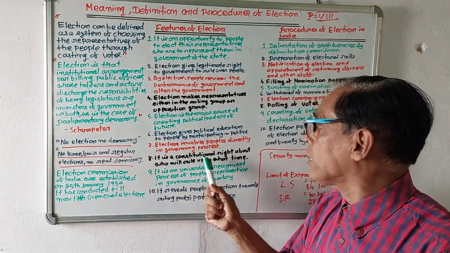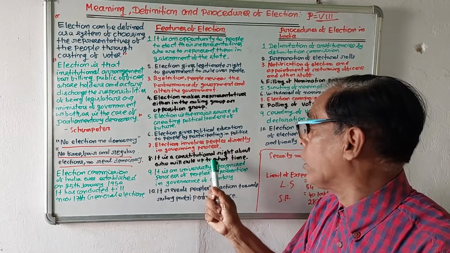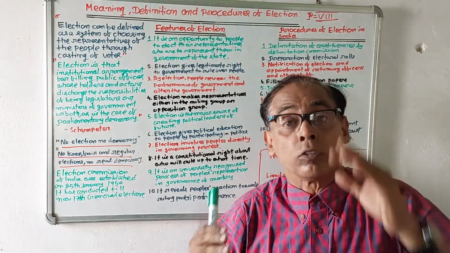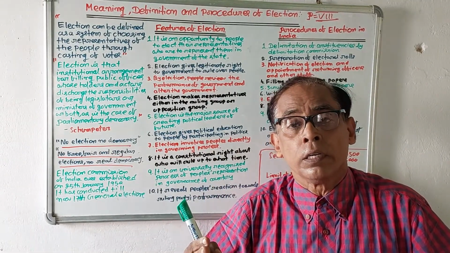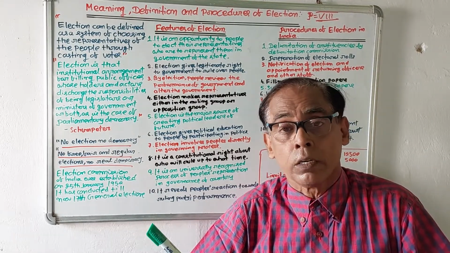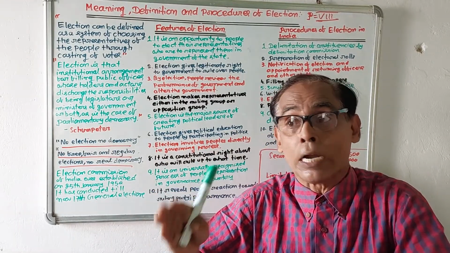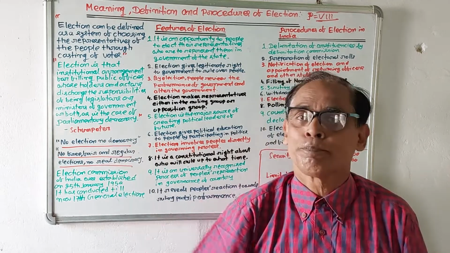Number 8. It is a constitutional right about who will rule and up to what time. Election is a constitutional right. It is a legal right which is given, about who will rule and up to what time.